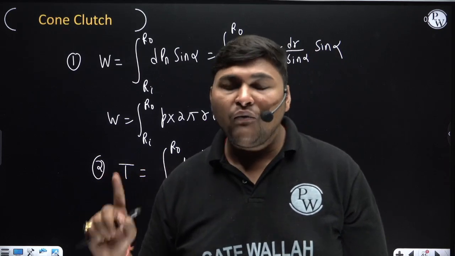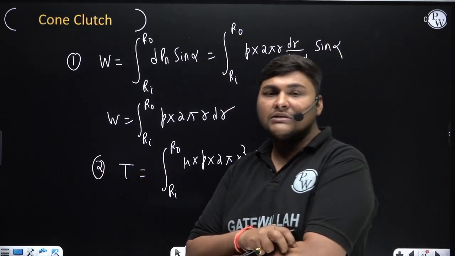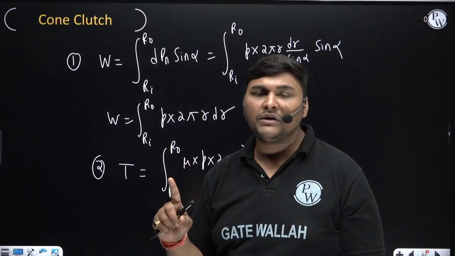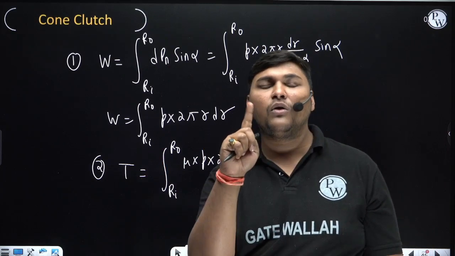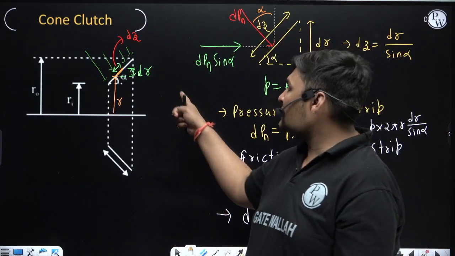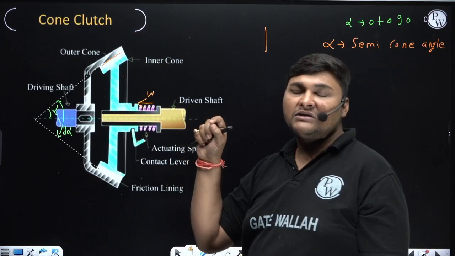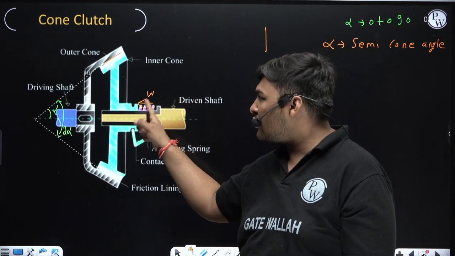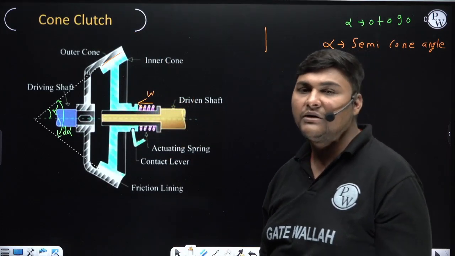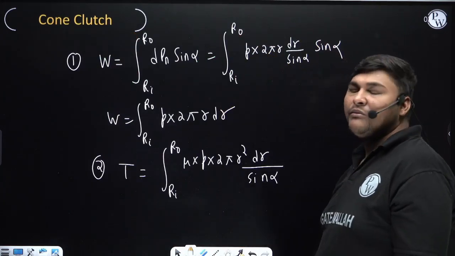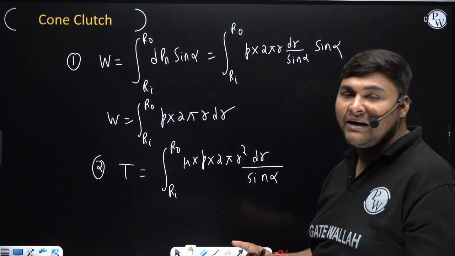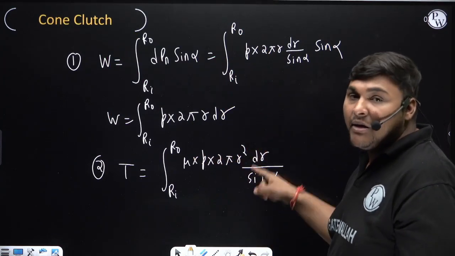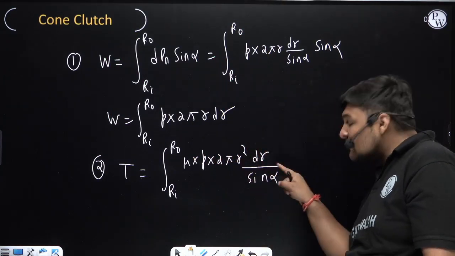No. The formula to calculate torque transmitted in the plate clutch was for when one pair of contacting surface is involved. Why am I saying one pair of contacting surface? Because in the cone clutch always one pair of contacting surface will be involved, because through this diagram you cannot make a diagram in which more than one pair of contacting surface is possible. Through this cone clutch only one pair of contacting surface is possible. So the formula to calculate torque when one pair of contacting surface is involved in the plate clutch is integration Ri to R0 mu into P into 2 pi R square dr. But here along with that, the term 1 upon sin alpha is also coming.